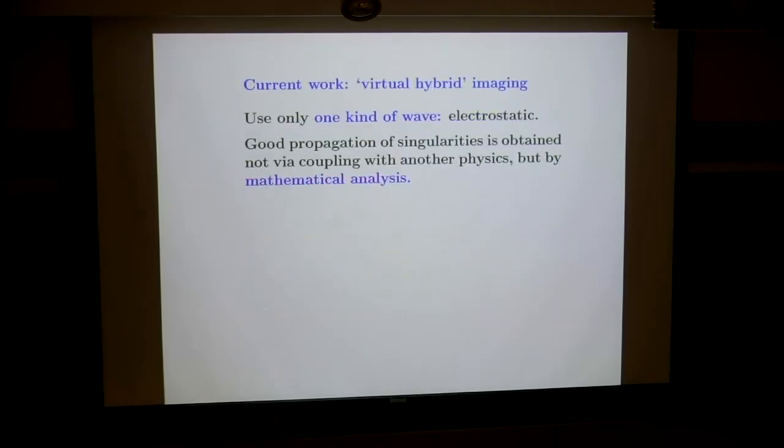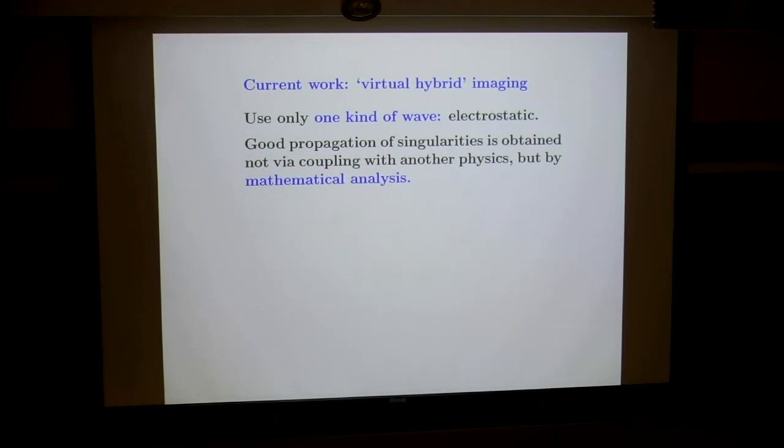Okay, so in our current work, we want to talk about what we call virtual hybrid imaging. We still only have one kind of wave, the electrostatic wave, and the good propagation of singularities is obtained by exploiting a mathematical structure which has been known to be present in the Calderon problem since the earliest days, since the work of Sylvester and Uhlmann. It's been used many times for mathematical reasons, and now we're trying to use it for a more practical reason.